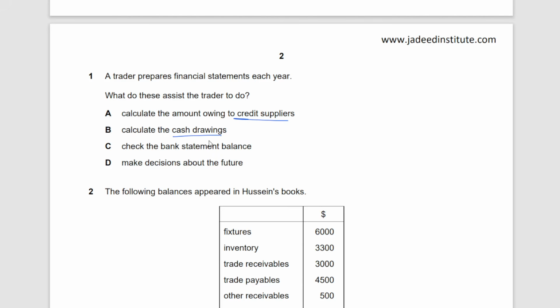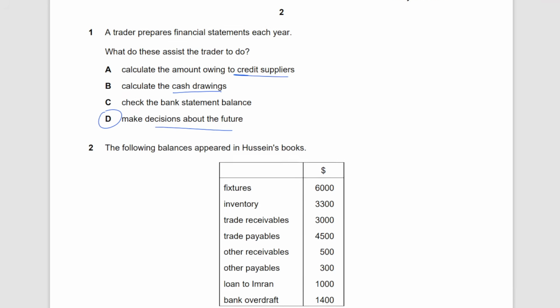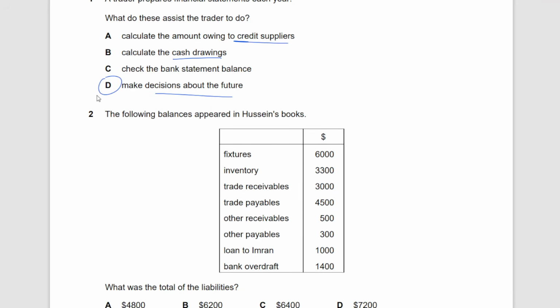Perhaps we can use our cash book to identify that. Check the bank statement balance. We need the bank statement for that. Make decisions about future. That makes sense, right? We need our income statement and balance sheet, the SOFP, statement of financial position, to make decisions about the future, how to change things, right? It's a very obvious answer. It's not challenging at all.